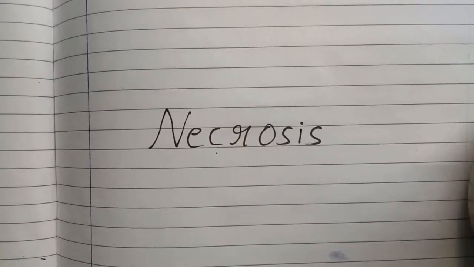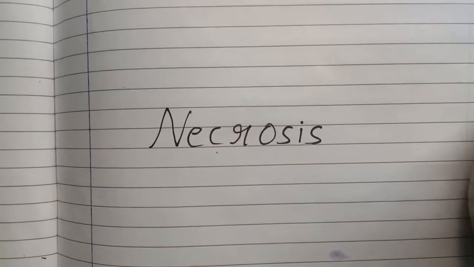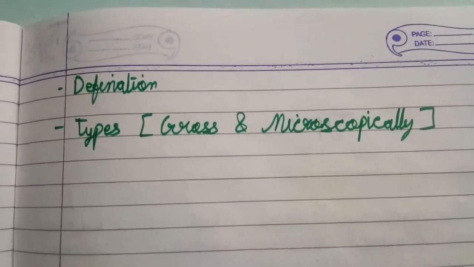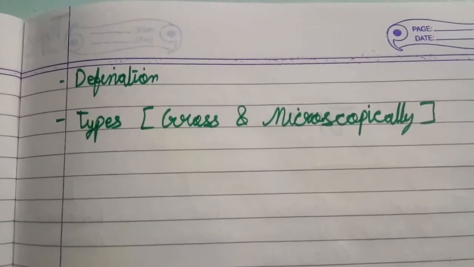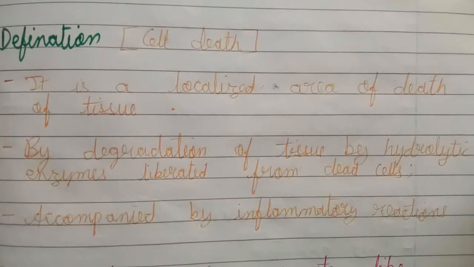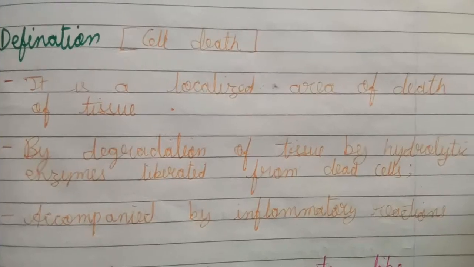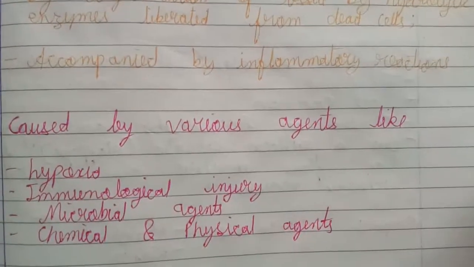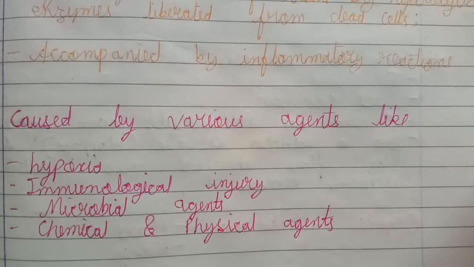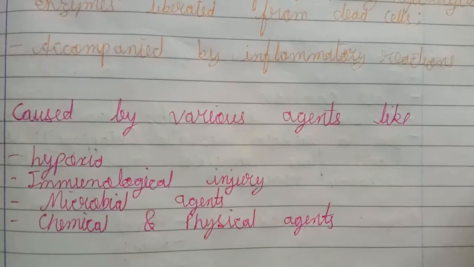Today's topic is necrosis. We will mainly go through its definition and its types, that is, gross and microscopic. So necrosis means cell death. Apoptosis is planned cell death, also called cell suicide, but necrosis is cell death caused by agents such as hypoxia, immunological injury, microbial agents, and chemical and physical agents.